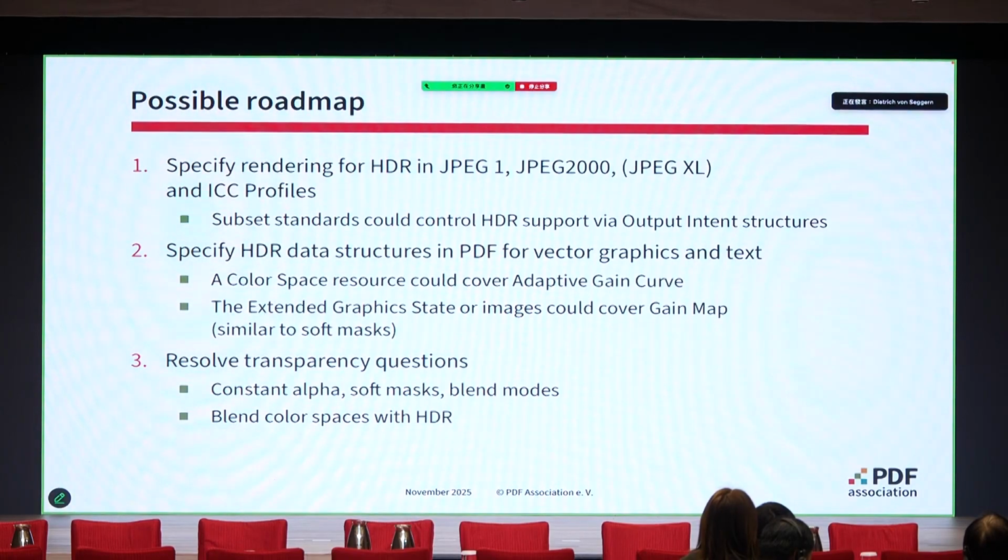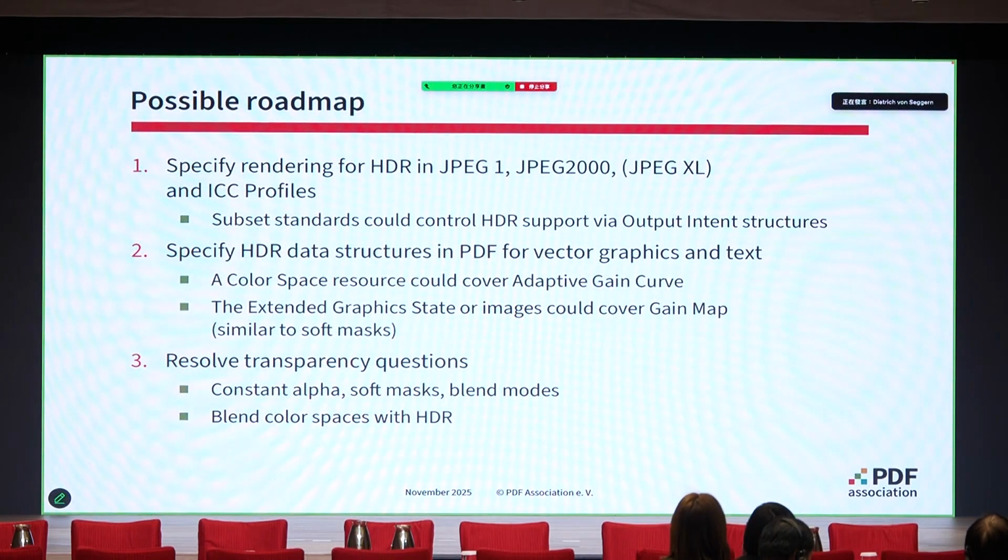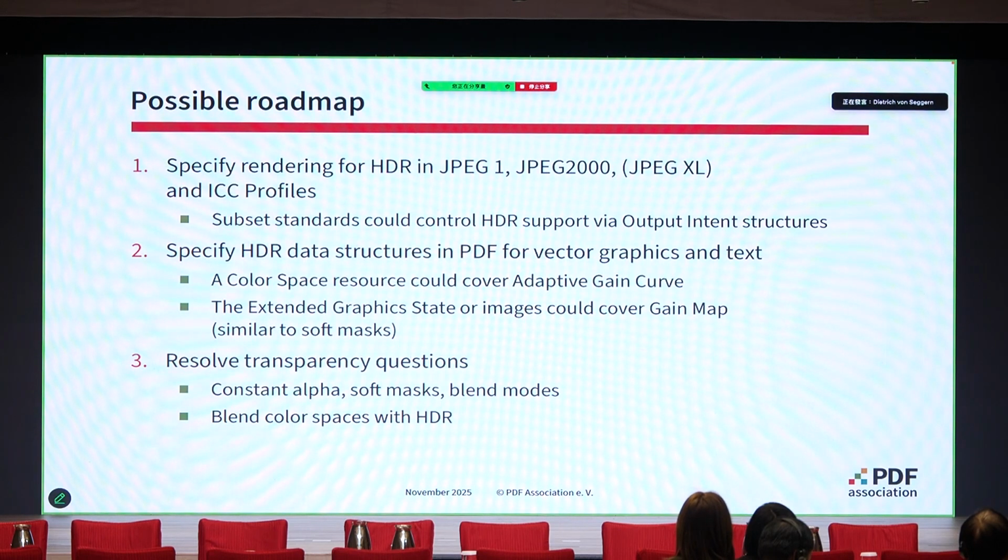So the next step would be to specify how HDR data structures are applied or can be applied to vector graphics and text. I've mentioned that already. So we will want to have that in PDF. And that means we have to think about the data, so the most important data structures here: an adaptive gain curve and a gain map. There are places in PDF where these could be stored. But yeah, things still have to be decided, and that is probably then one step in this short roadmap.